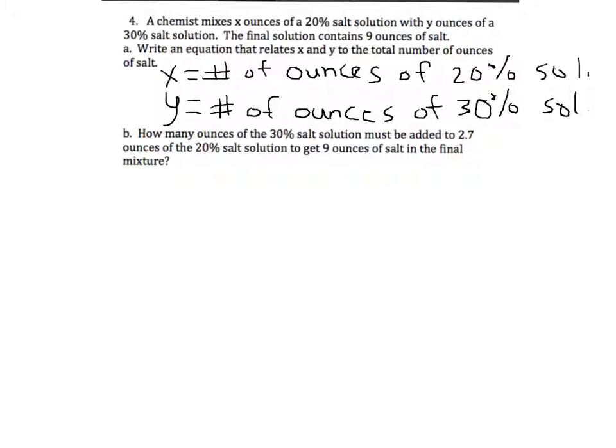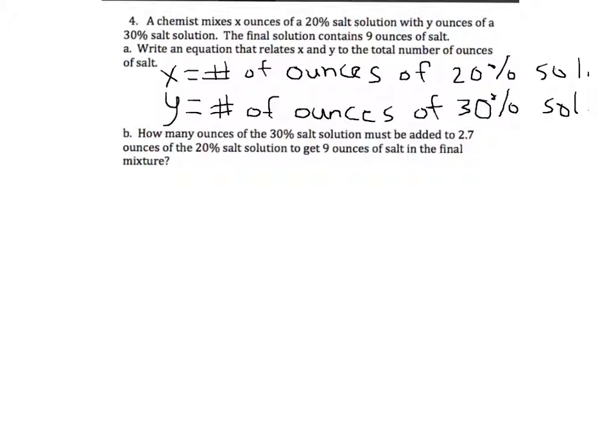This is a lesson on linear combinations, and this is in the guided practice of that lesson that I'm having students work. It's problem number 4. A chemist mixes X ounces of 20% salt solution with Y ounces of a 30% salt solution. The final solution contains 9 ounces of salt. Write an equation that relates X and Y to the total number of ounces of salt.